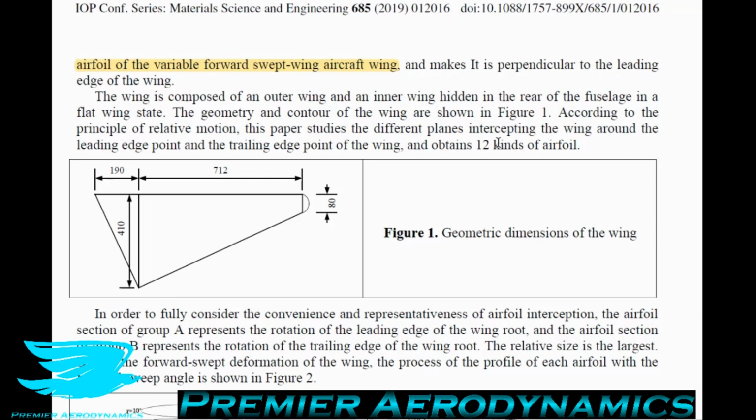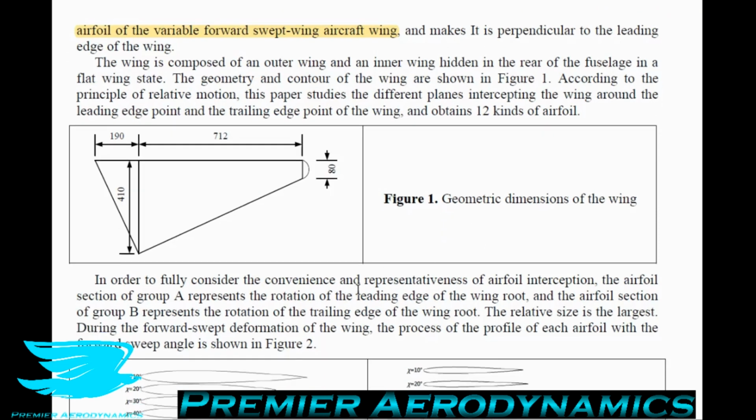they have a picture here showing the wing itself. So they say the wing is composed of an outer wing and an inner wing hidden in the rear of the fuselage in a flat wing state. The geometry and contour are shown in figure 1. So what does this mean?